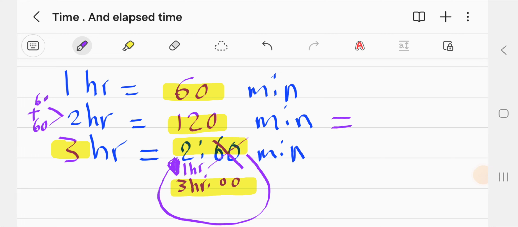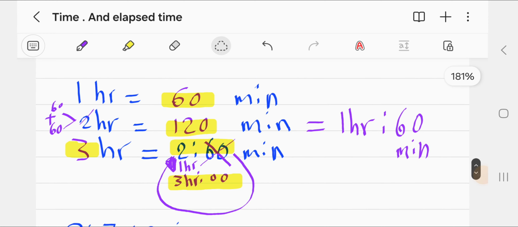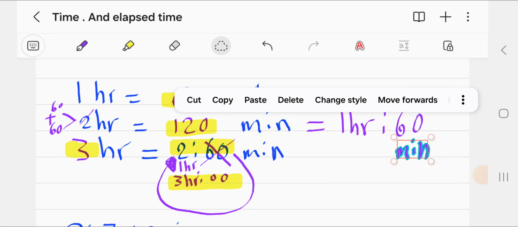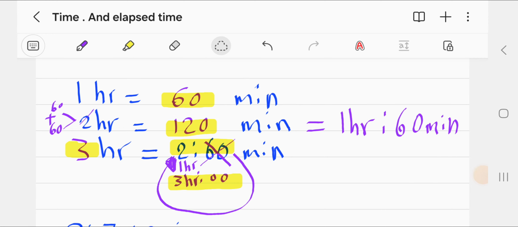I have 2 hours. I can write the first hour like 1 hour, and the second hour, I can cancel this 2 and write it as 60 minutes also. Does he need that in the question, Miss Reem? No, I just play with you. He doesn't want me to do that, I'm just playing with you. I took 1 hour from here and put it here as 60 minutes.